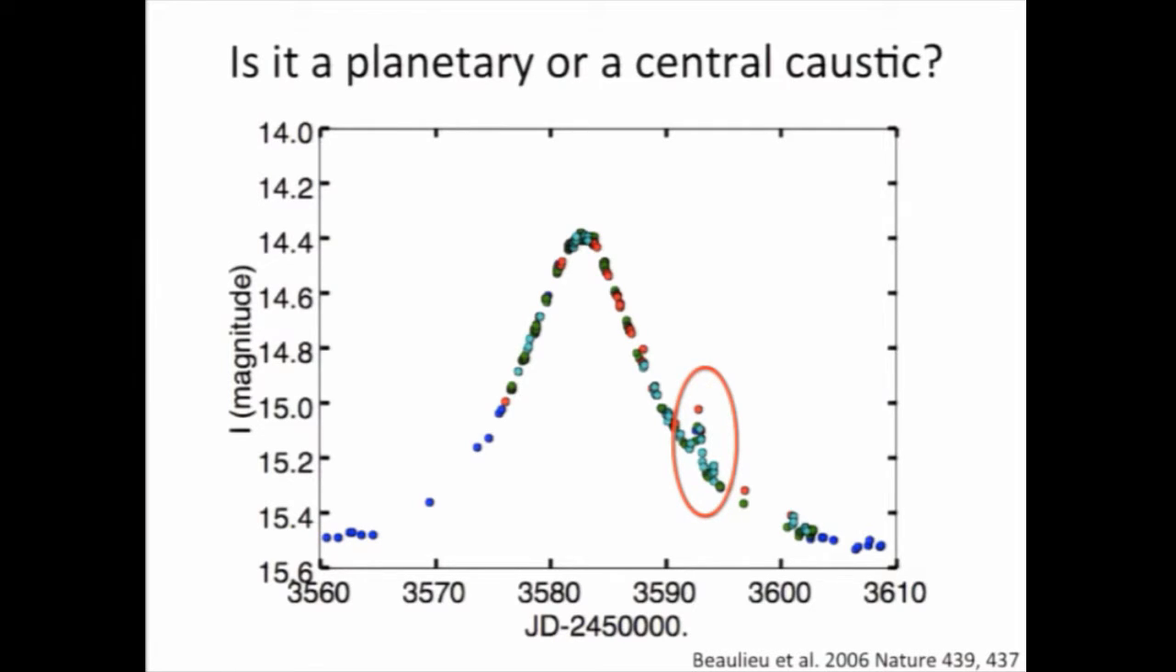This one is a planetary caustic crossing, and you know it's a planetary caustic crossing because it's off to the side of the light curve. Central caustics are at the position of the lens star, and so if you have a central caustic perturbation, it would occur at the very peak of the light curve, sort of around 3582. So central caustic crossings occur at the peak of the light curve, planetary caustic crossings occur somewhere else. That's the basic intuitive way to think about that.